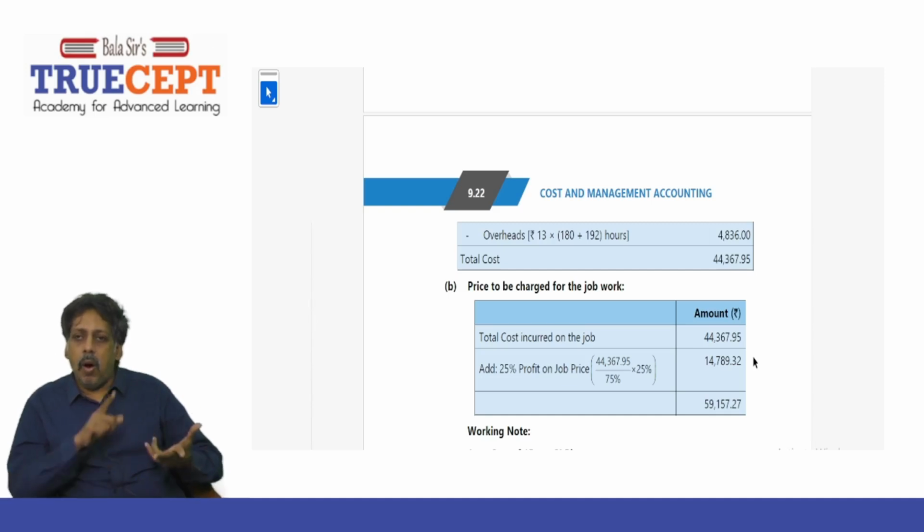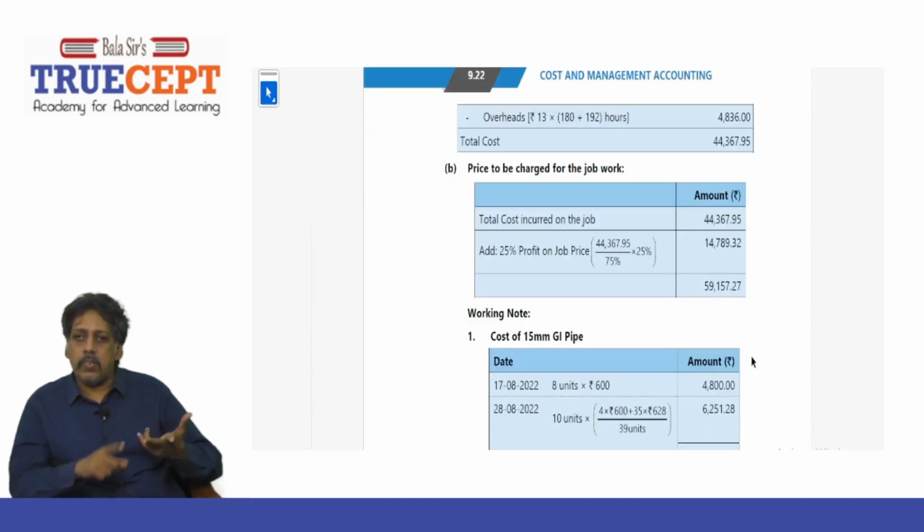And total cost is 44,367.95. And then on that apply the profit. It's going to be 25 by 75, or 1/3 on cost. How much? 14,789.32. And then adding both, you get the selling price. How much? 59,000. And that is the invoice value of the job. Understood? Yes, sir. So guys, go ahead and complete the cost statement.